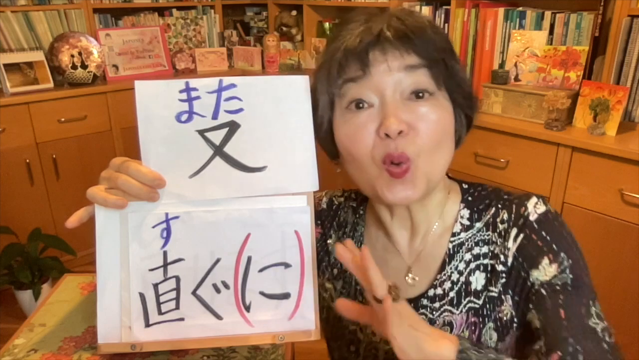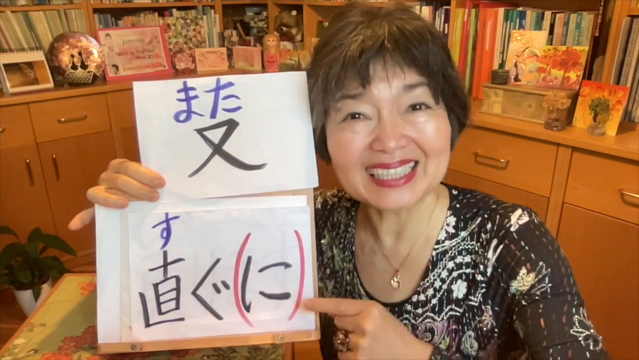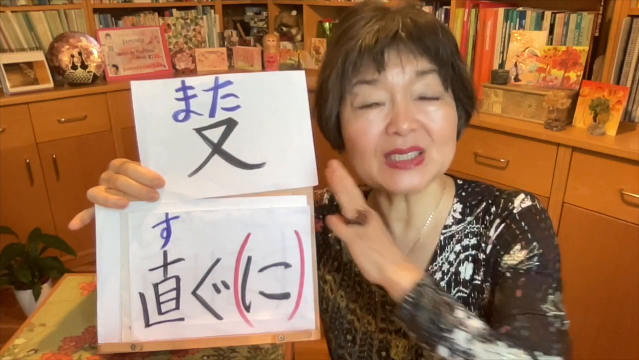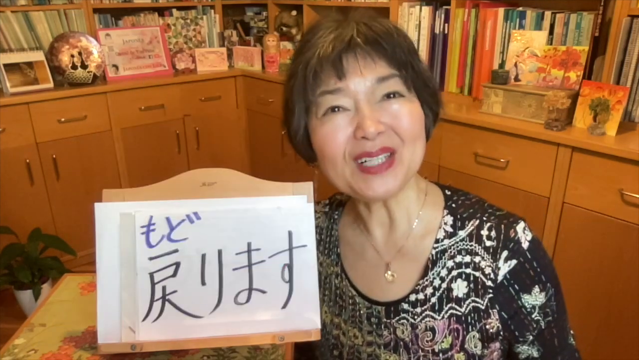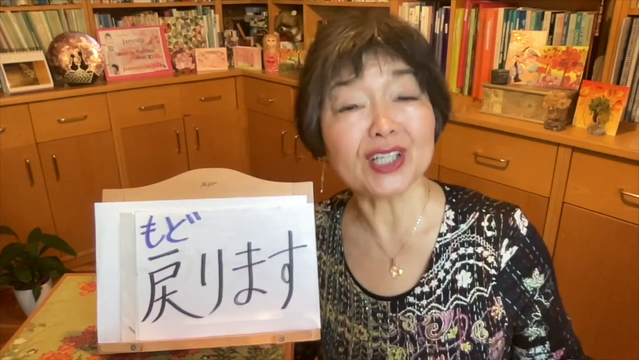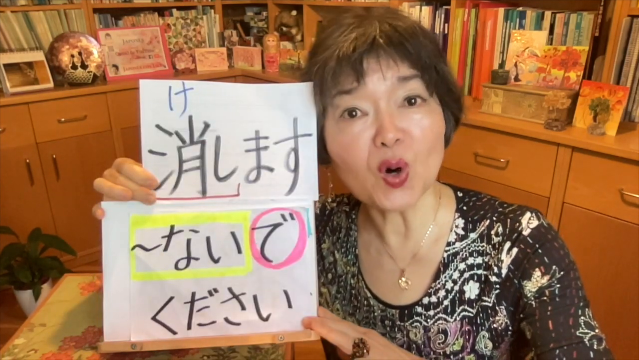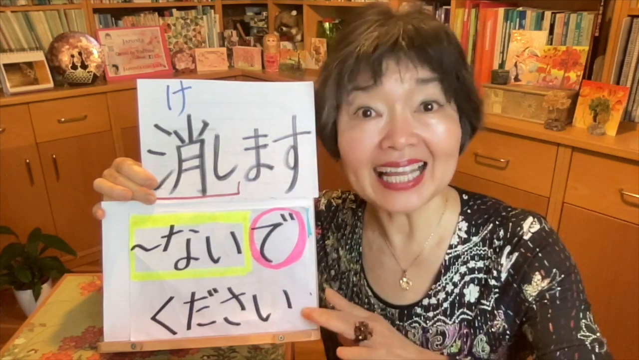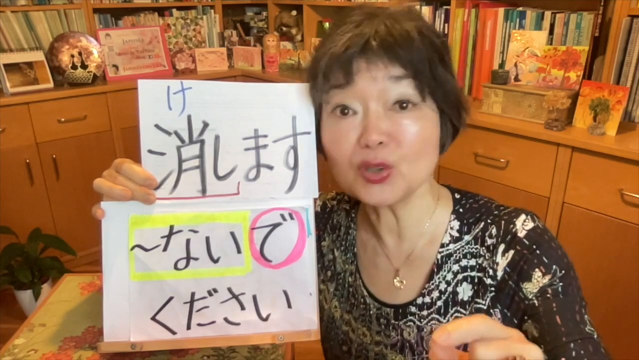I'll be back right away, so please don't turn off the TV. At once, right away, immediately: すぐに. But also we can say またすぐに. また is once again. Once again, right away. The verb to get back, return, 戻ります. The verb to turn off, 消します. And if I say 消さないでください, don't turn off, this is the action.